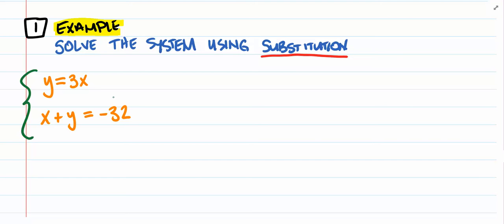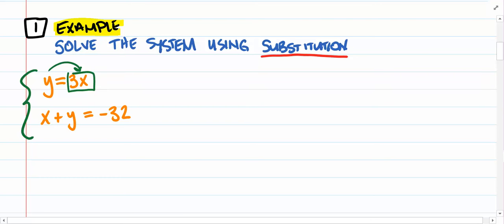Well, the whole point of substitution is to say that if I know that every y is worth a 3x, then I could take 3x and substitute it into the second equation. So I would have a new equation that would read like this. I'd bring this up here and say, x plus, instead of writing y, I would write what y is equal to as given in the first equation. So I would say x plus 3x is now equal to negative 32.